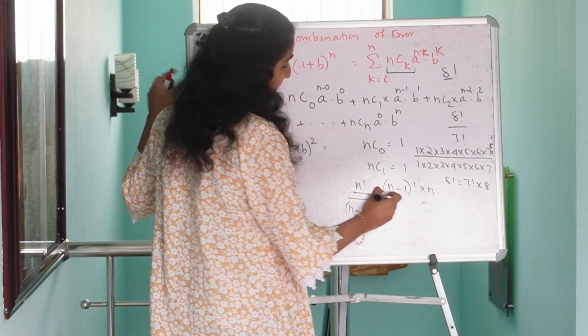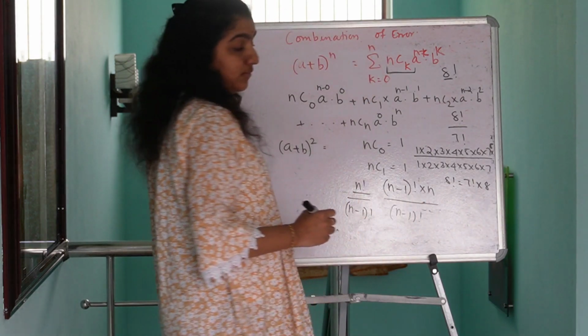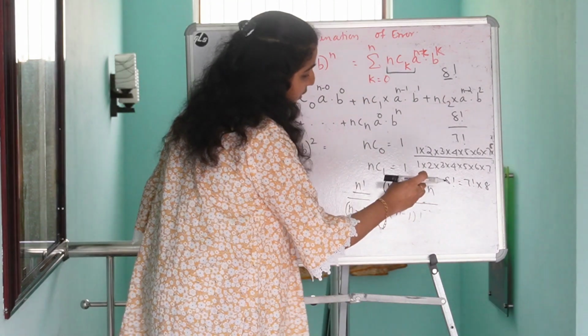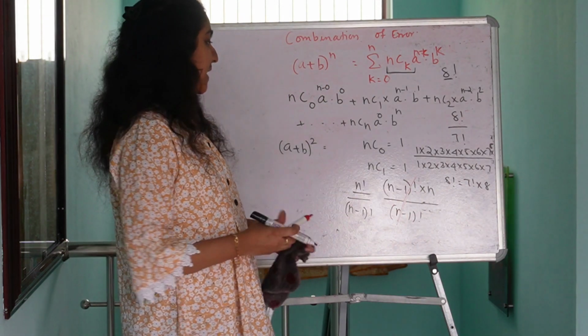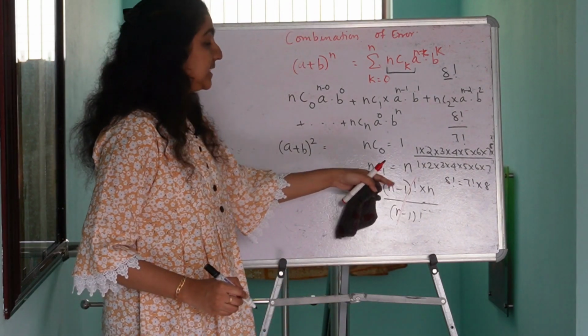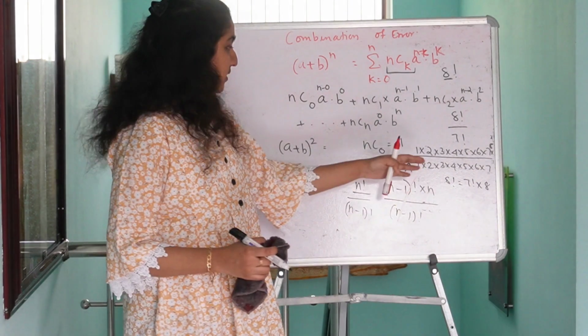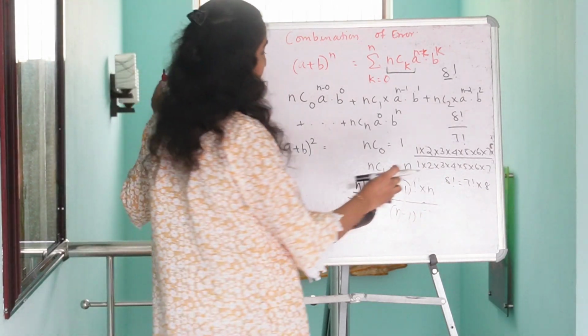Yes. So here we have n minus 1 factorial in both numerator and denominator. So these two values will get cancelled. So we'll get nc1 is equal to n. Is it clear, guys? Yes.